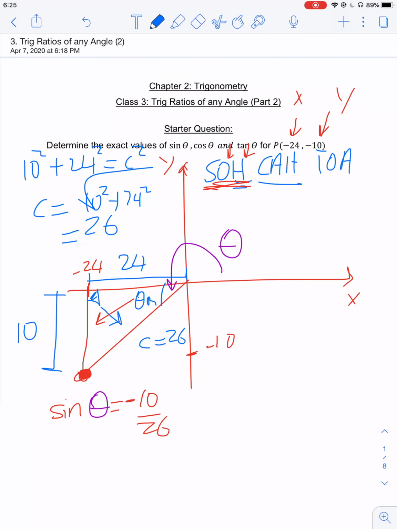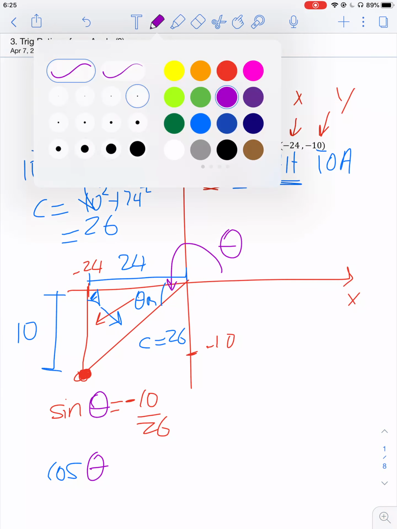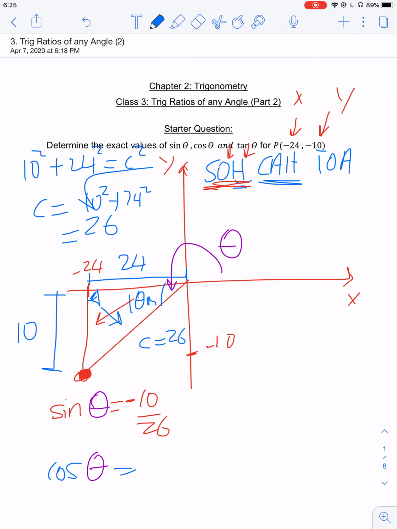So let's do this in blue. So cos, again, I'm going to be consistent with my theta. Cos theta is equal to adjacent over hypotenuse. So this is my theta, adjacent to this is 24, over my hypotenuse, 26. It comes from here: A for adjacent, H for hypotenuse. And again, I'm just going to erase my equal signs to free some space up, because as you can see, the x coordinate of this point is negative, so your cos ratio also has to be negative.